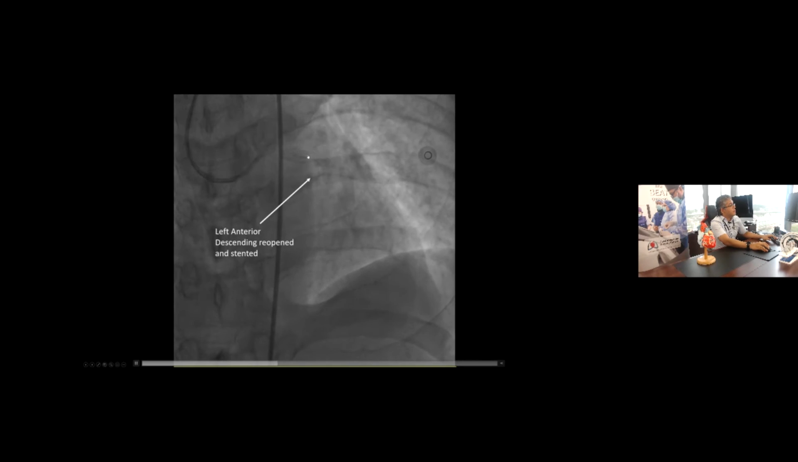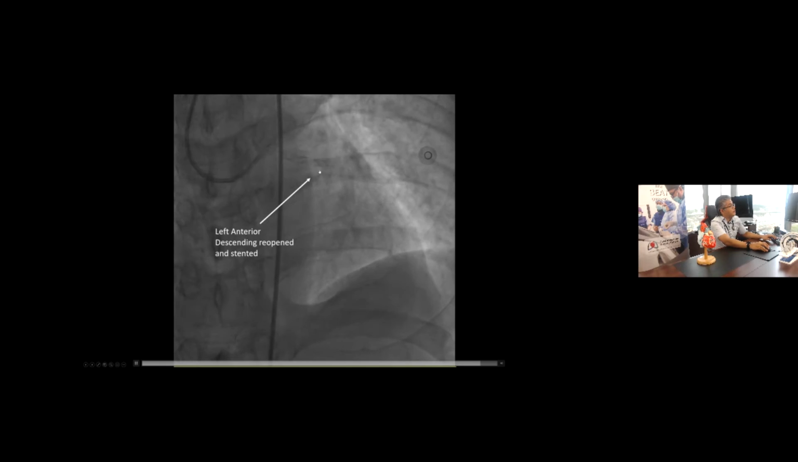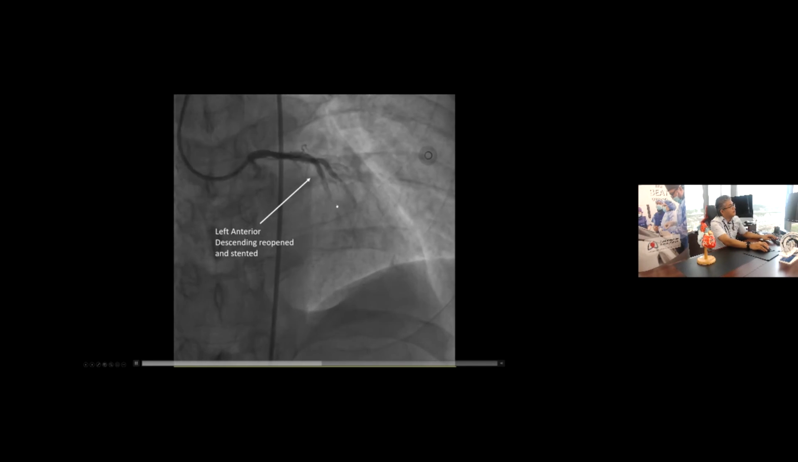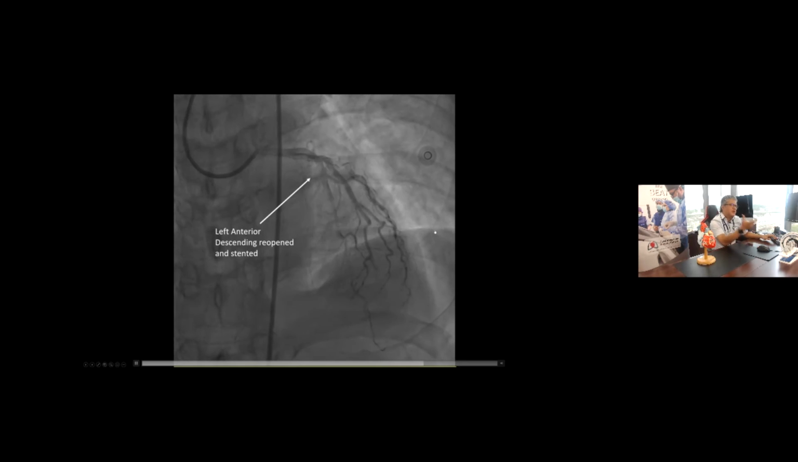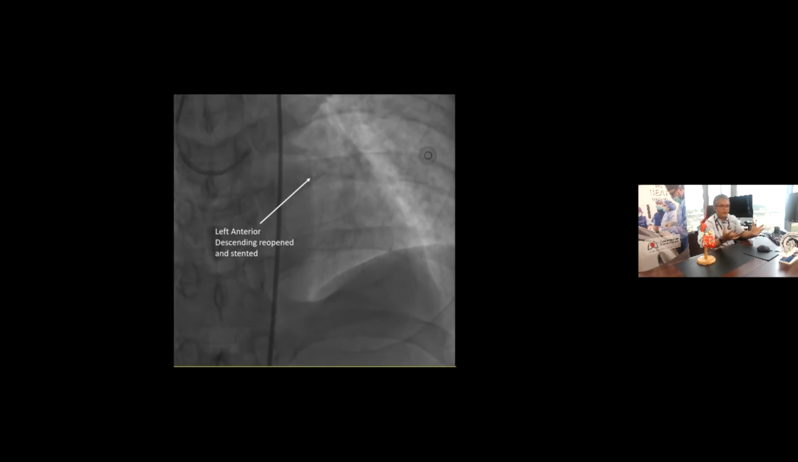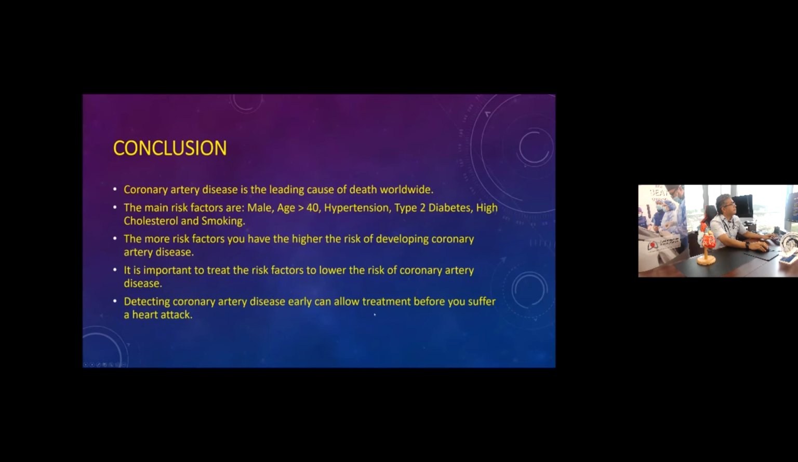This is what the one on the front that was blocked looks like after we open it up. The big part is actually where the stent is, and then the rest of it, even though it's opened up, is still small. This is not unusual because it's been blocked for so long. It takes time for it to kind of grow bigger again. And then we also fixed the one on the right hand side, okay?